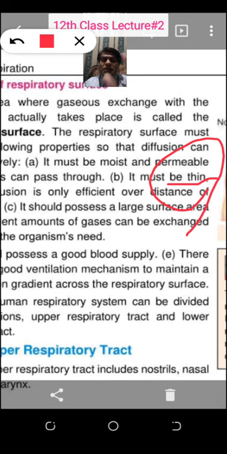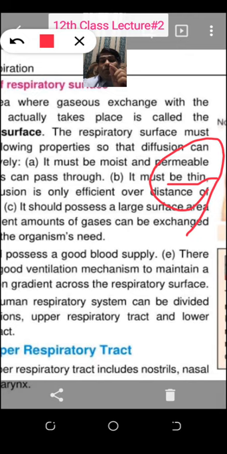Now the point is that, look here, if this wall is thick, then definitely the gas will consume more time to move. If this wall is thin, the gas will go easily to the outside. Similarly, I can give you examples. The thick wall will consume more time to go into the capillary if a thick wall is there.